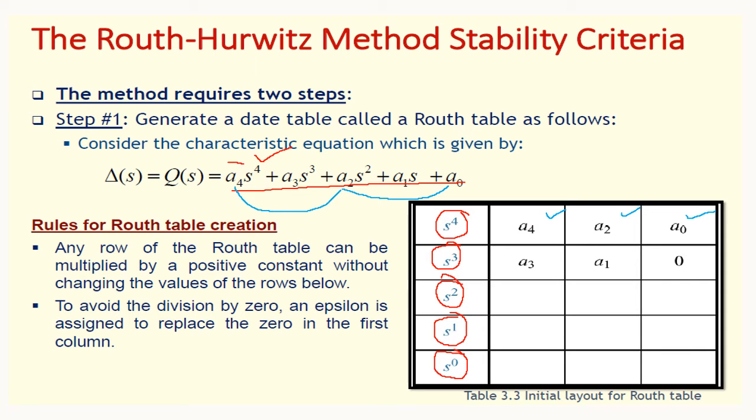The next one is in the power of S cube, we write the coefficient A3, then we go with A1, next the value, there are no other values, so it is 0. So, it is A3, A1, 0. Any row of the Routh table can be multiplied by a positive constant without changing the values of the rows below. To avoid the division by 0, an epsilon is assigned to replace the 0 in the first case. Epsilon is a special case, we will go to it in the next slide.